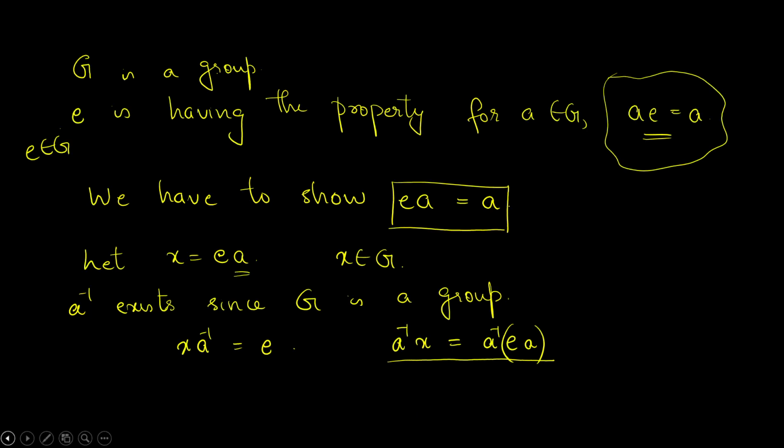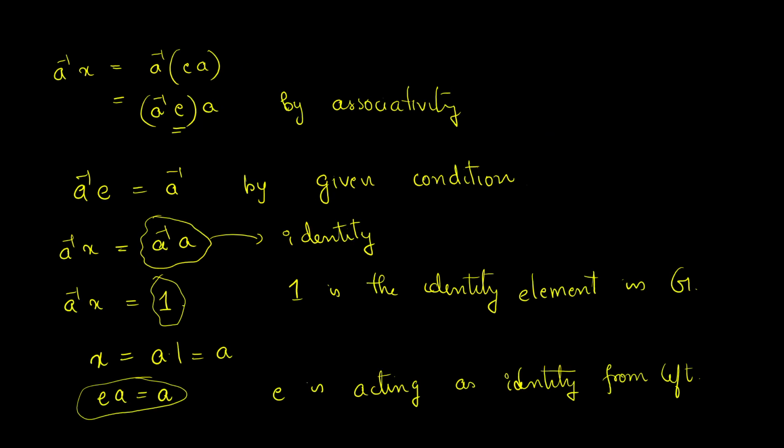Okay, so note here that A was any element. A was arbitrary. A was any element in the group G. We started with any element because the property is for any A in G. We started with an element E that is satisfying the property of being the identity element when it is acting from the right. Now we concluded that it will also act as identity when it is operated on the left.